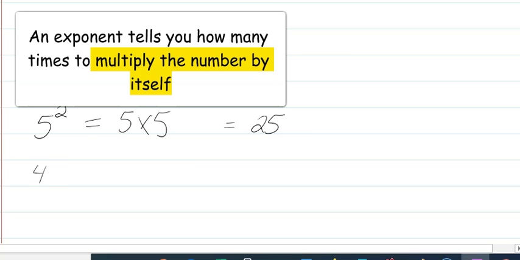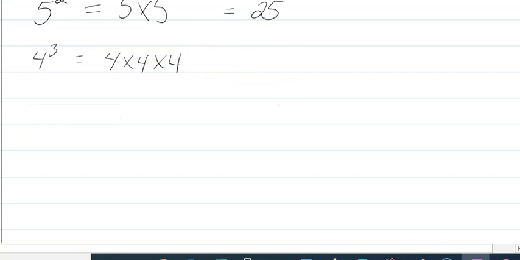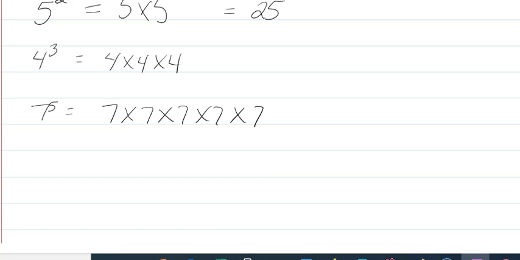So if we have 4 to the 3rd power, that simply means 4 times 4 times 4. If we have something like 7 to the 5th power, that would mean we're going to have 5 sevens. So 7 times 7 times 7 times 7 times 7. So that is evaluating, or working out what something is. When it's written to a power, it just means to multiply it by itself that many times.